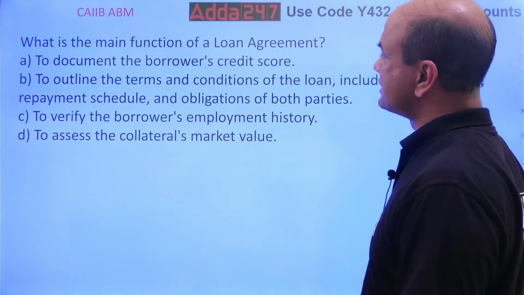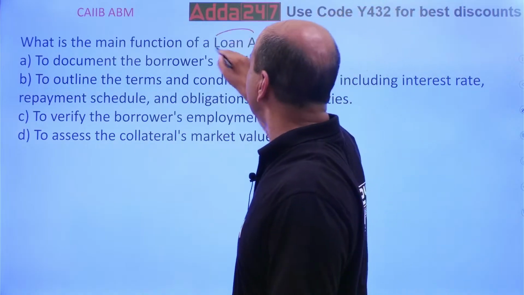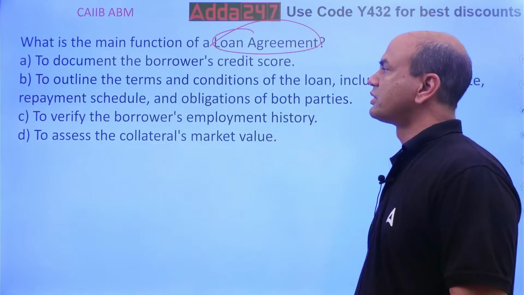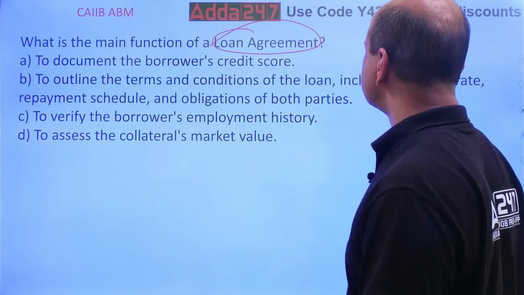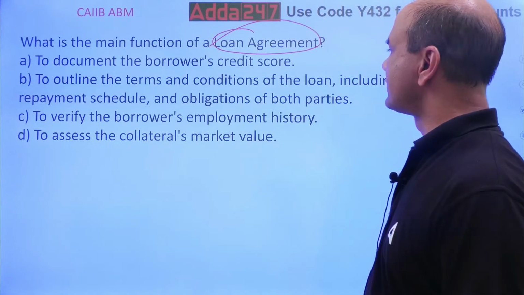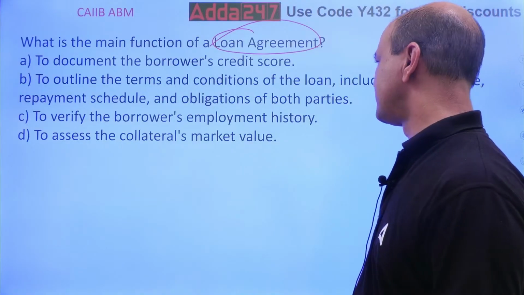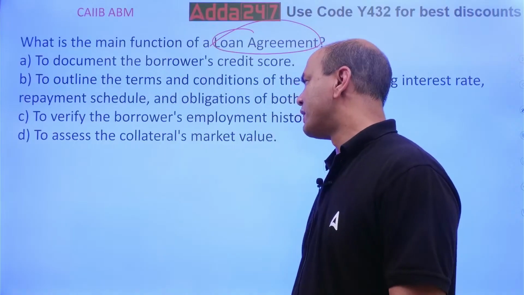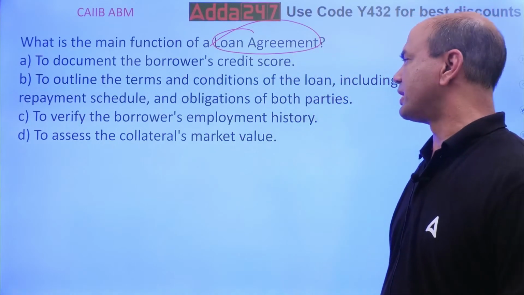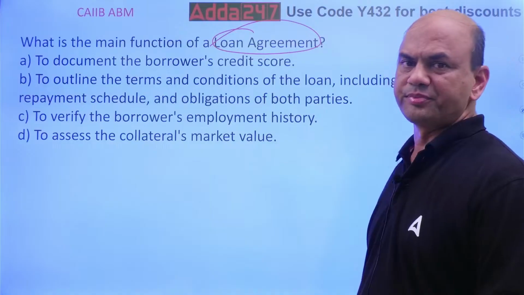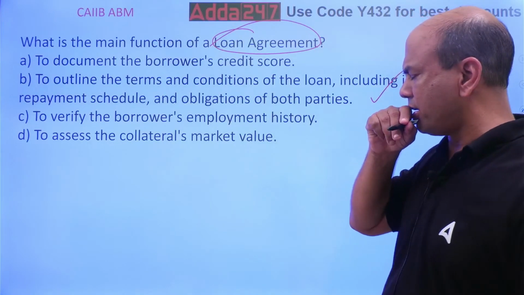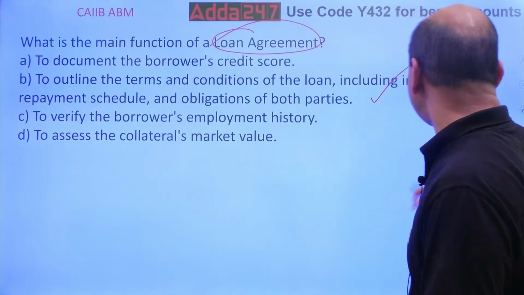What is the main function of loan agreement? Why do I have a loan agreement? To document the borrower's credit score, to outline the terms and conditions of the loan, including interest rate, repayment schedule and obligations, to verify the borrower's employment history, or to assess the collateral's market value. So, simple one, right?